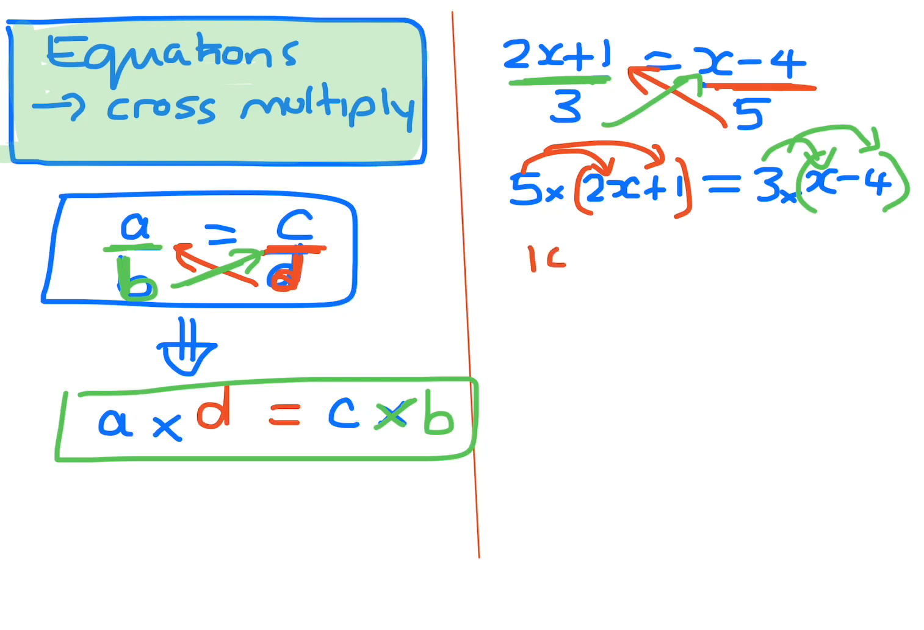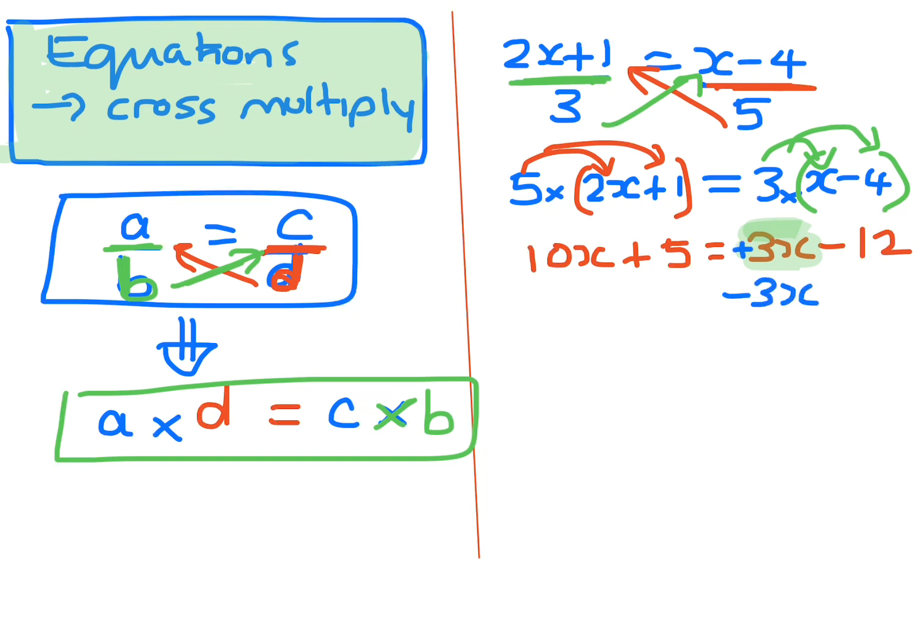So 5 times 2 is 10x, and 5 times 1 is 5. 3 times x is 3x, and 3 times 4 is minus 12. So now we're going to solve this. We've got x on this side here, that 3x, so we don't want that. We want letters left, numbers right. Letters left, numbers right. So that's a plus 3x.